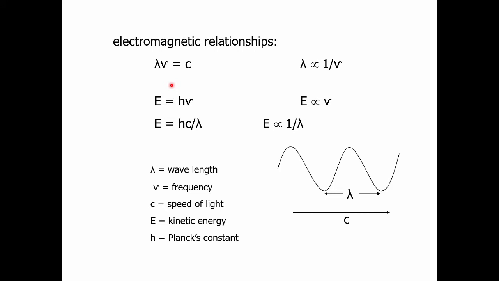So here we have the wavelength times the frequency, and that's supposed to equal the speed of light. The energy is equal to Planck's constant times the frequency, or we can have it as Planck's constant times the speed of light divided by the wavelength. So as you can see, there is a very direct relationship between waves and the speed of light.